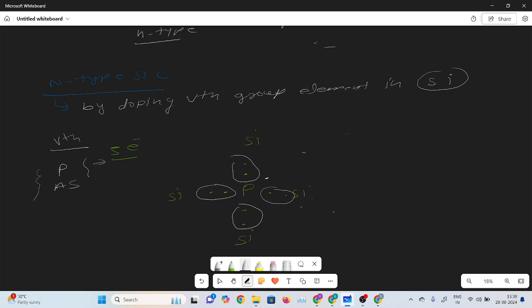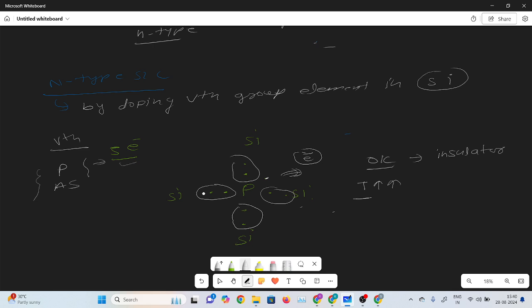See, this one electron is left. Because the fifth group element has 5 valence electrons, but the silicon semiconductor has only 4 valence electrons. So 4 go for bond formation, and one electron is left. Okay, no problem. At 0 Kelvin, it behaves as an insulator. But if we increase the temperature, then inside the lattice this electron will be free. If this electron is free, then it will be responsible for the current conduction.